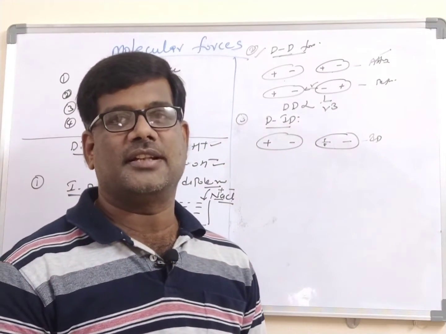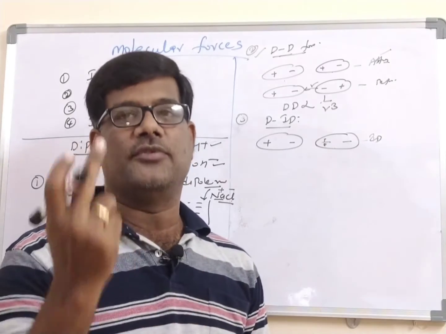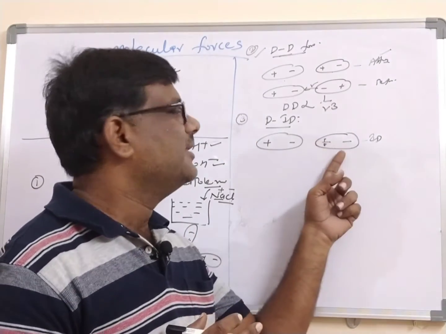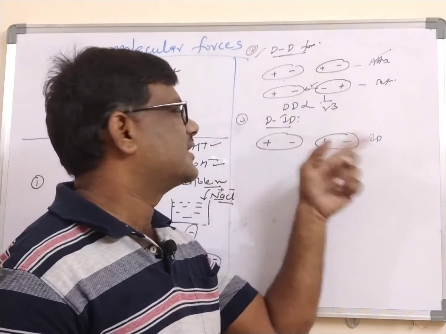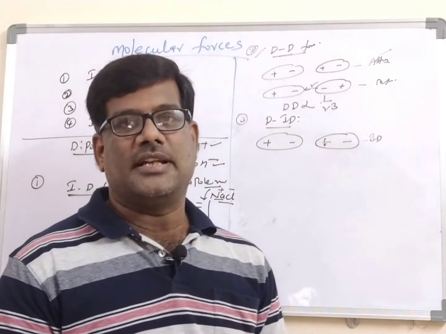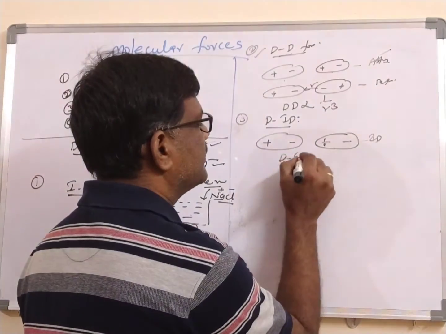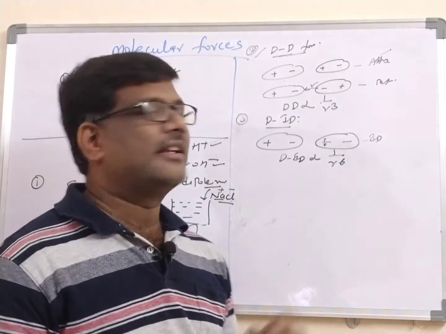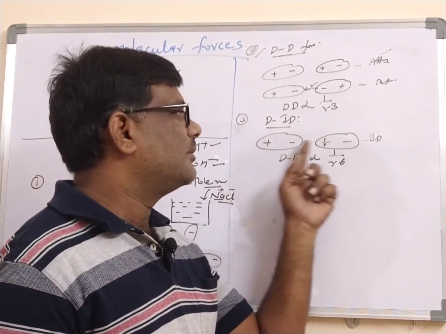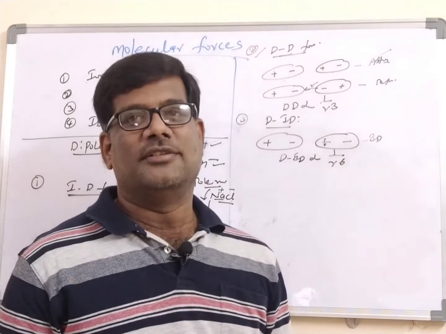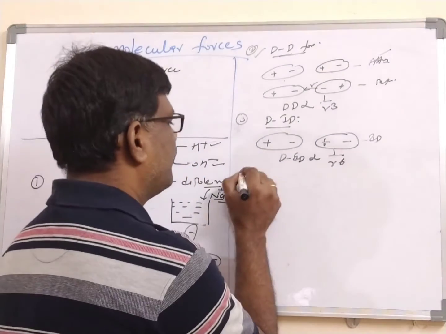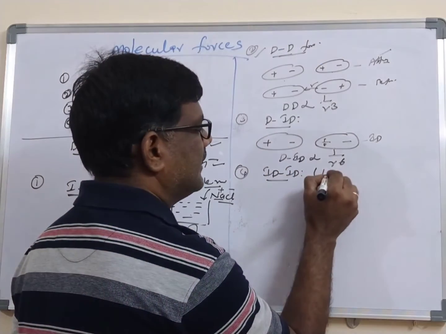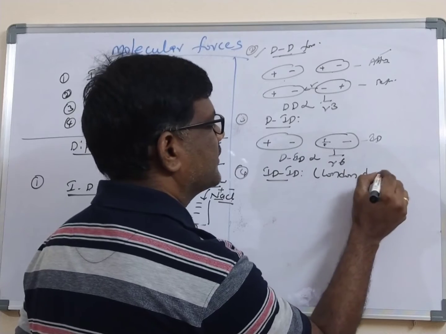Now what is the definition of the dipole induced dipole force? A force operating between one dipole molecule, which has a permanent dipole nature, and a temporary dipole molecule is called the dipole induced dipole force. This force is directly proportional to 1 by r to the power of 6, where r is the distance between the dipole molecule and the induced dipole molecule.